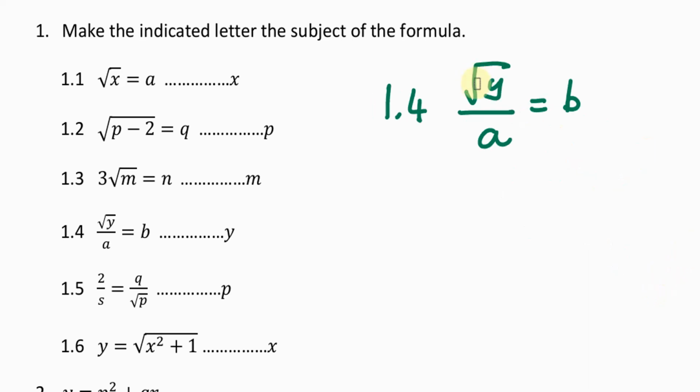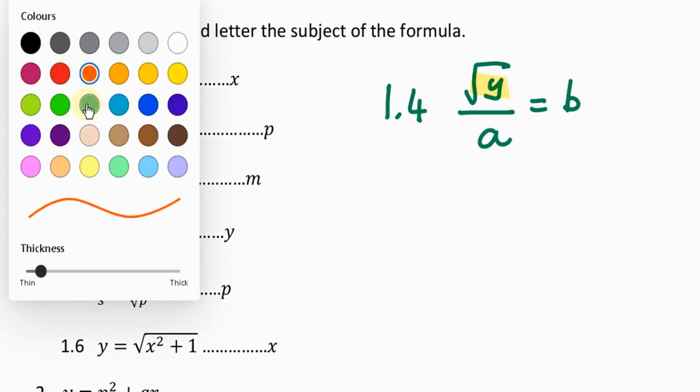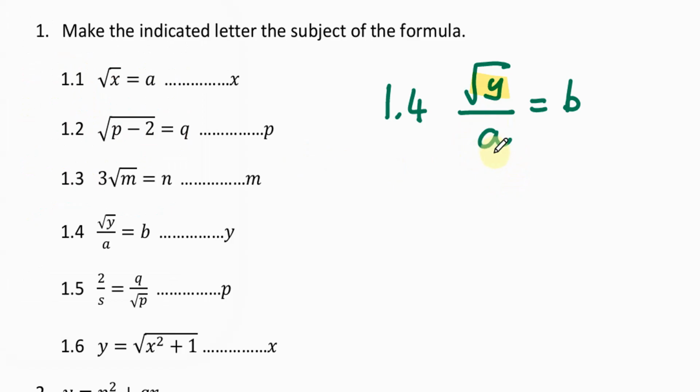Here, we want to make y the subject. So we can first get rid of the a here on the left-hand side. And since we are dividing by a on the left-hand side, we multiply by it on the right-hand side.